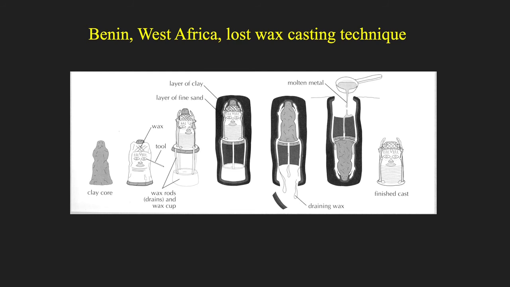You then take wax rods and a wax cup and attach that to this wax mold that you've made around this clay core. You then have a layer of clay and a layer of fine sand around this model. You create this mold and completely build up around it. You then fire that whole thing, and the wax drains out of the bottom of this mold that has now been fired and is now a ceramic mold.